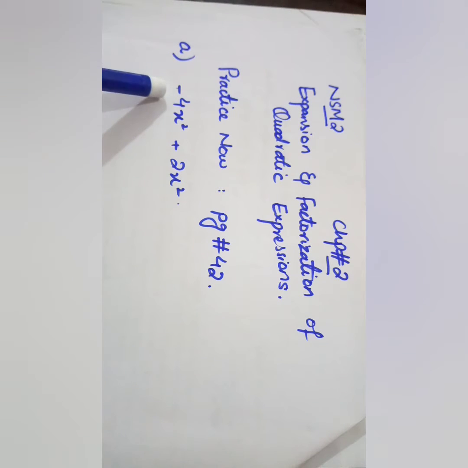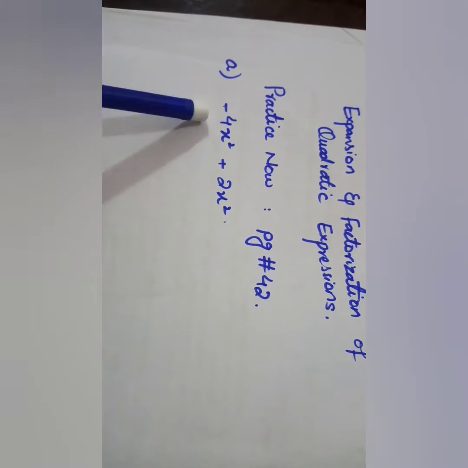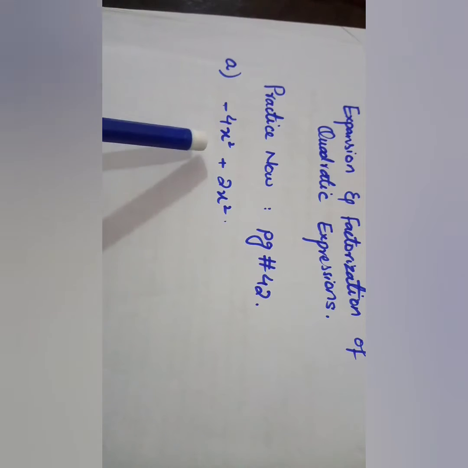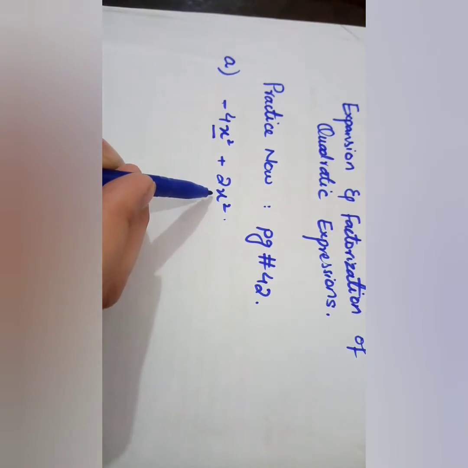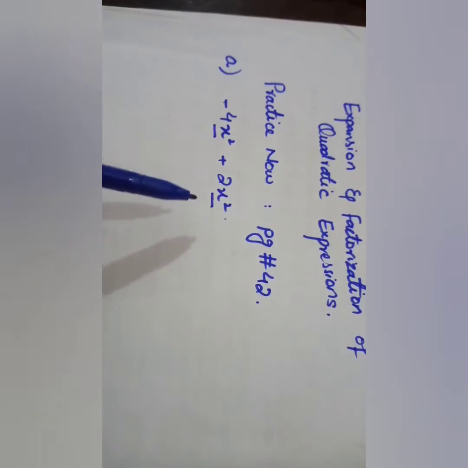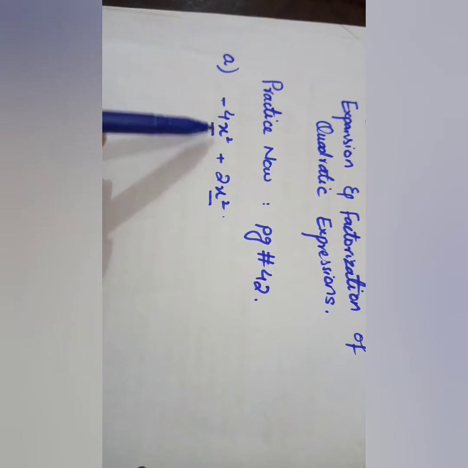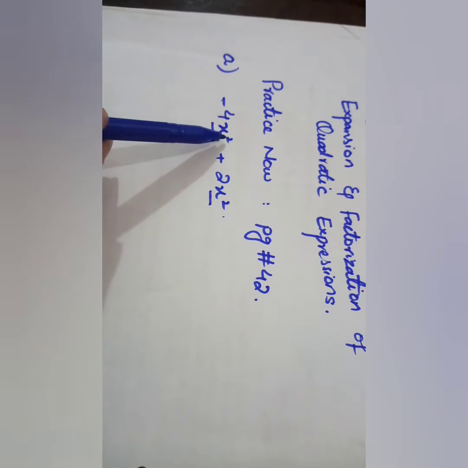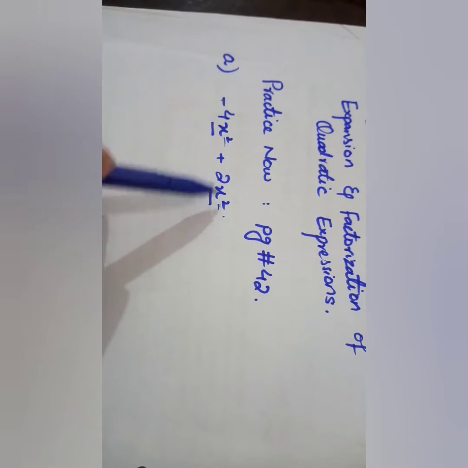A, minus 4x squared plus 2x squared. So, student, it is the algebraic expression. To solve the algebraic expression, always you see the variables. We do the addition or subtraction only when the variables and the power of the variables are the same. In both the terms, we have x and we have the exponent 2. So, x squared and x squared both are same.